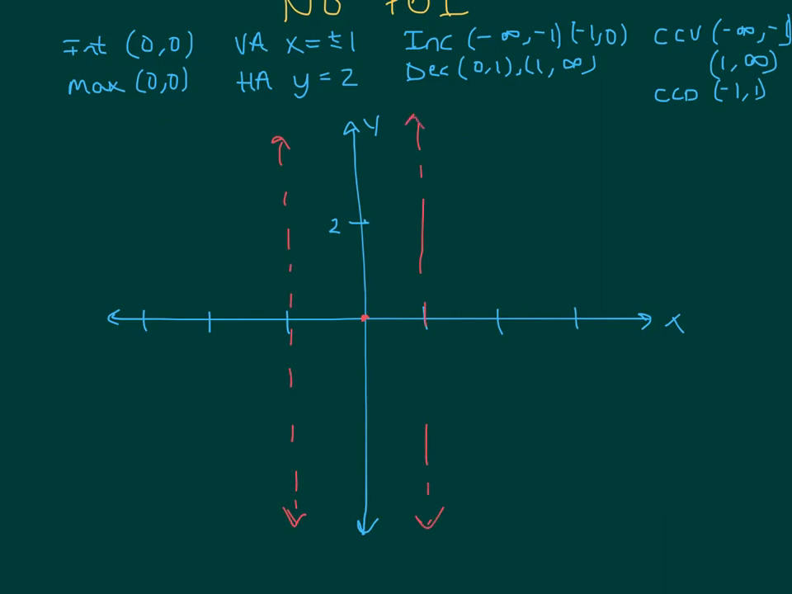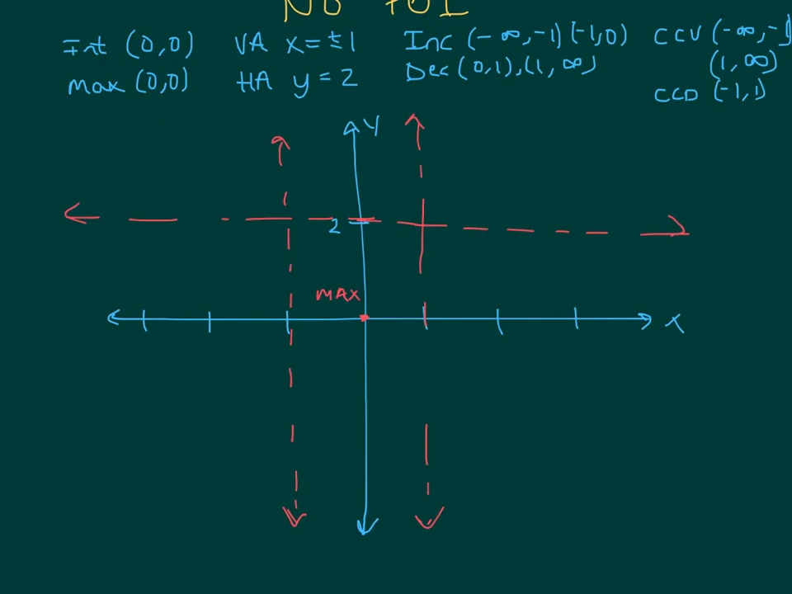I also see that I have a local max at 0, 0. So I'm going to mark that as a max as well. That's my only point. Oh, and I also have a horizontal asymptote at y equals 2. So that of course communicates to us about our end behavior. Get rid of some of these lines. I'm just going to look at my intervals and talk about what I'm doing.